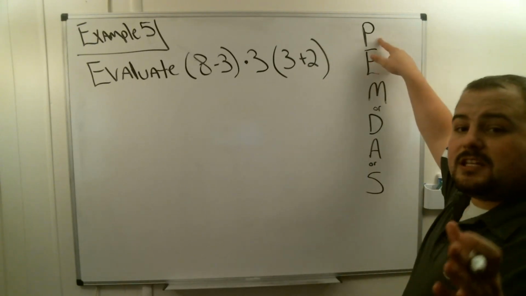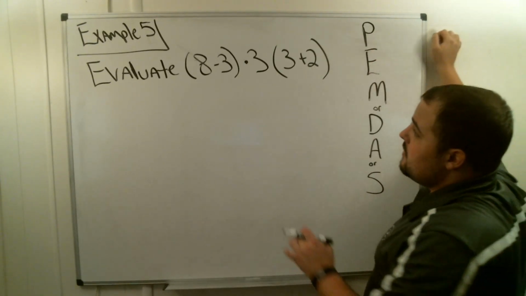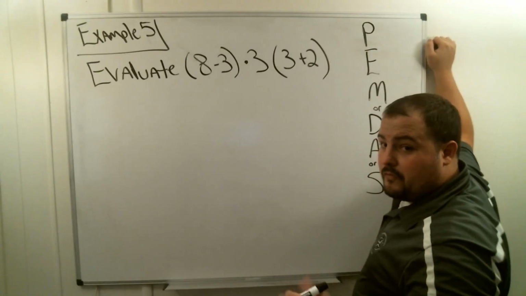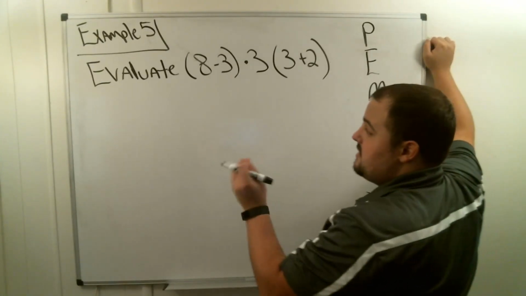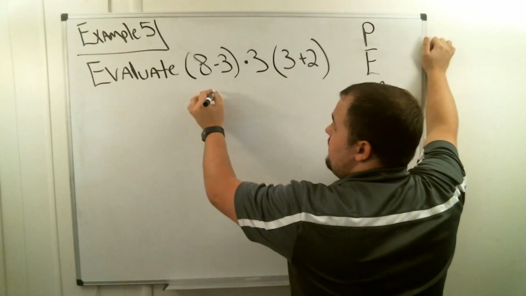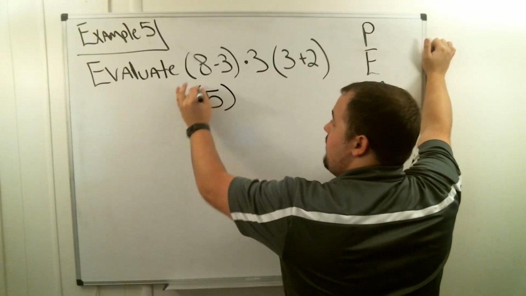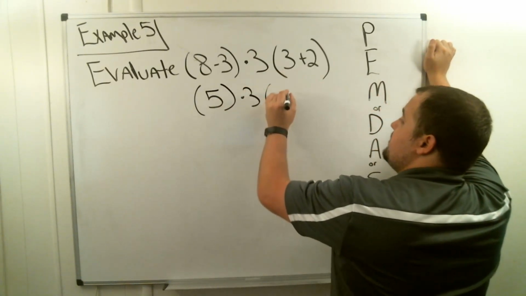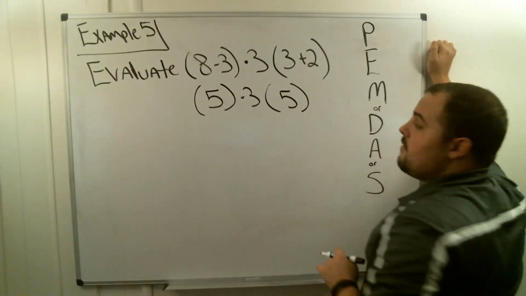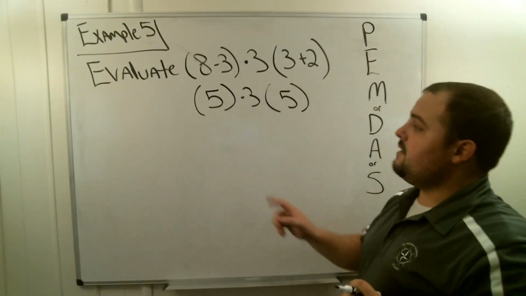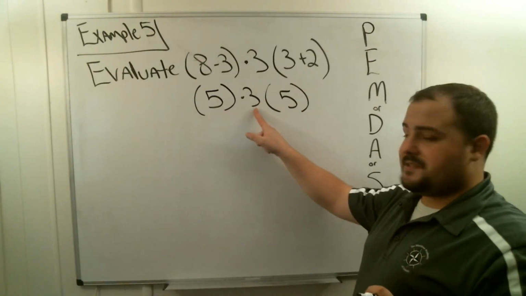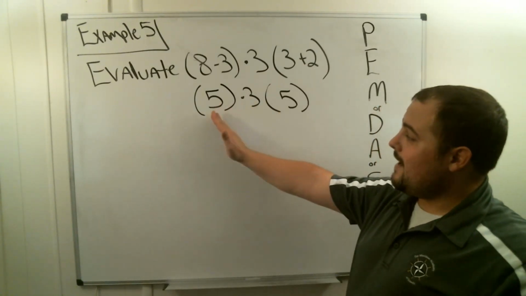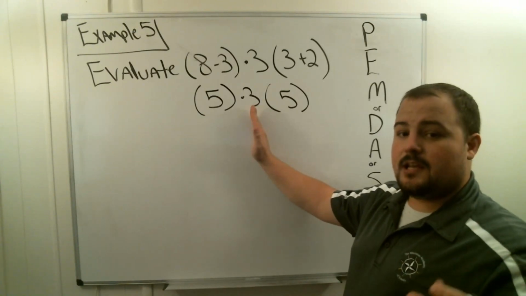We're going to start with anything inside parentheses and solve that first. So I have this inside parentheses and this. I'm going to go ahead and solve both of them because both of them are inside parentheses. 8 minus 3, that's 5. I'm going to keep this times 3. 3 plus 2, that's 5. So really, this problem ends up being 5 times 3, because we have to start from the left and work to the right. 5 times 3, that's 15.